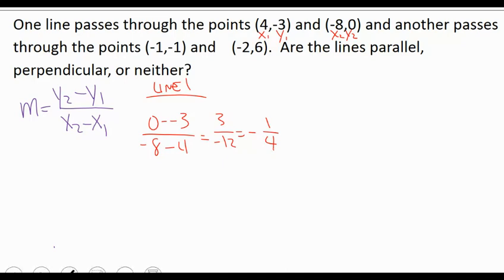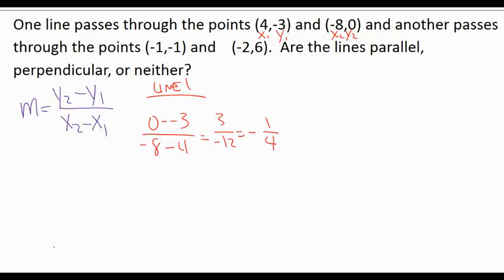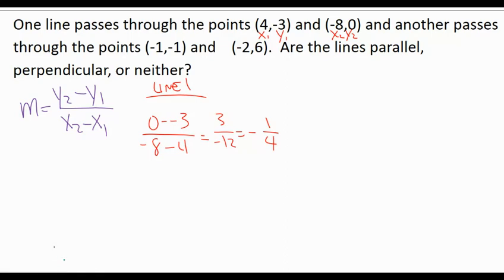So now I'm going to do, trying to click down there and it went to the next slide. So now I'm going to switch colors here. I'm going to go with green. I'm going to do line 2, the second line, which passes through the points (-1, -1) and (-2, 6). So line 2, I'm going to call it. I'm going to label the points here, x1, y1, x2, y2. And I'm going to do that math.